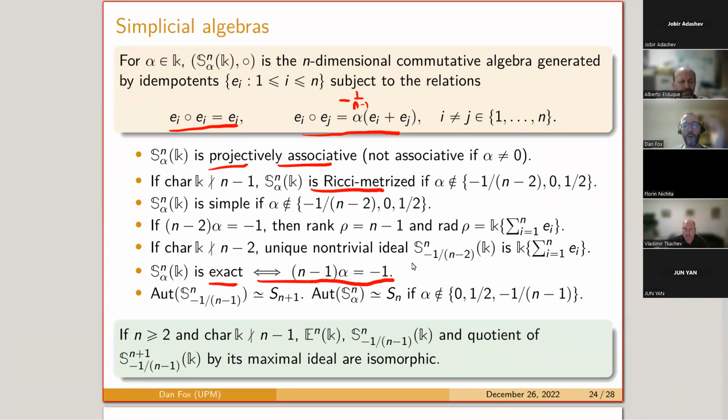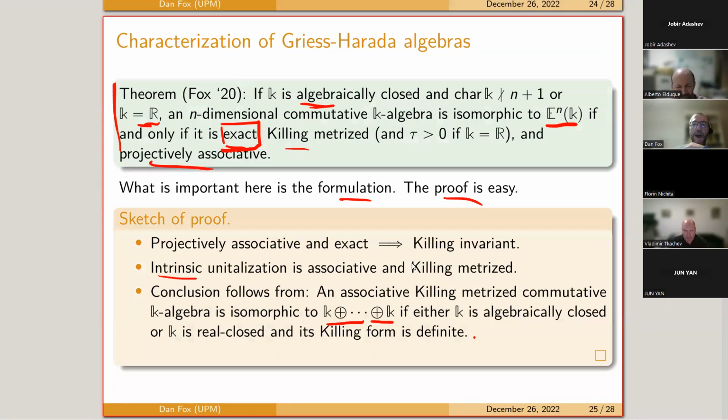So if I drop this exact, and I ask what are the projectively associative algebras, I don't know the answer to that question. And I know other examples; there are other examples. So already that's an interesting problem: classify the projectively associative algebras up to field theoretic data. This is something I've thought about some, but I can't say anything definitive.